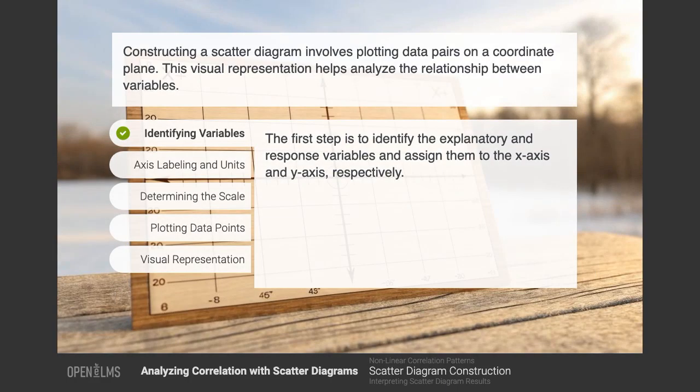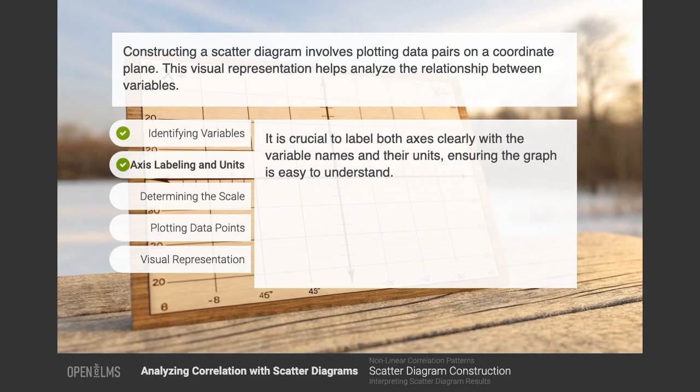Constructing a scatter diagram involves plotting data pairs on a coordinate plane. This visual representation helps analyze the relationship between variables. The first step is to identify the explanatory and response variables and assign them to the x-axis and y-axis, respectively. It is crucial to label both axes clearly with the variable names and their units, ensuring the graph is easy to understand.